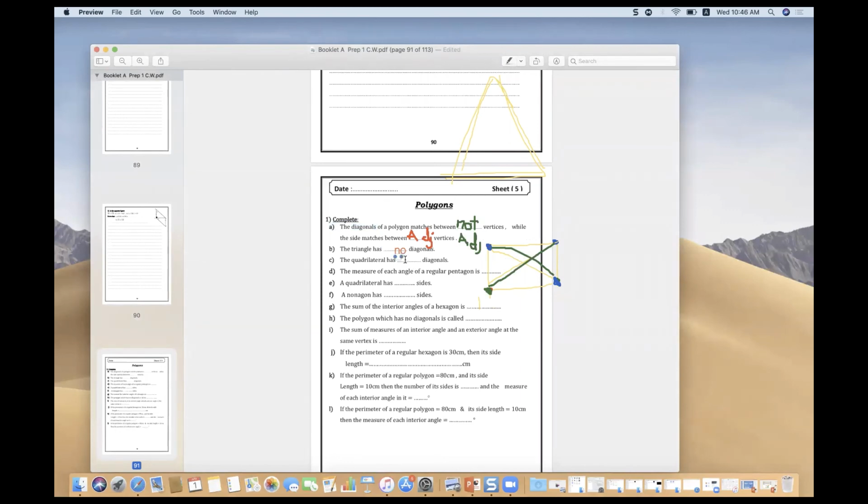Can I solve the next one? Ms. Rahab, she asked to solve the next one. Yes, the measure of an angle of a regular pentagon. Tell me the rule only.